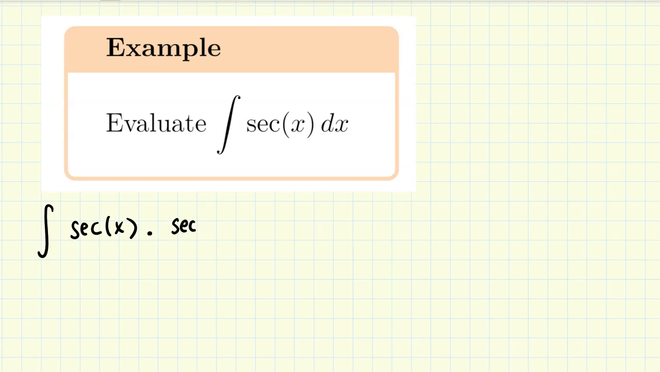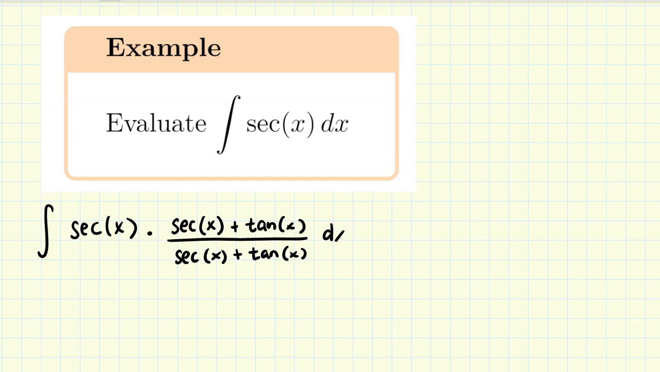But the fancy form of 1 that I'm going to multiply by is secant of x plus tangent of x over secant of x plus tangent of x. And then we don't want to forget our dx at the end. Now I'm going to go ahead and use u substitution. And because we've introduced this new fraction, I'm going to set u equal to secant of x plus tangent of x.